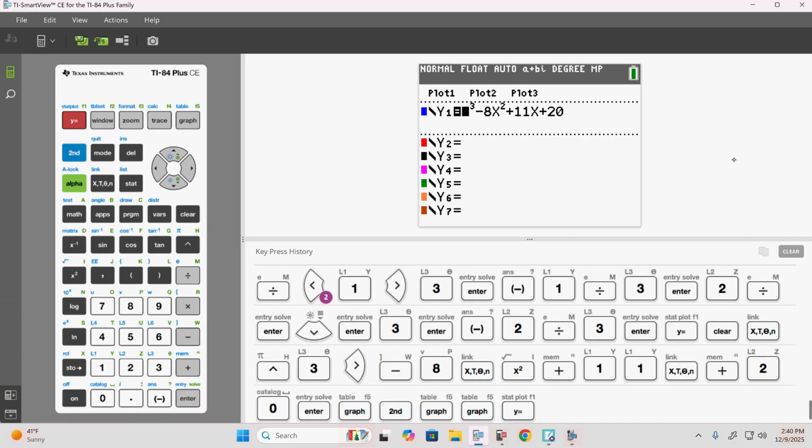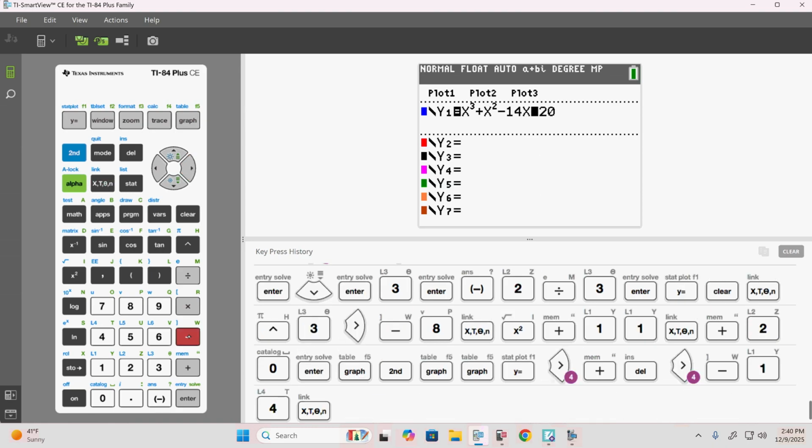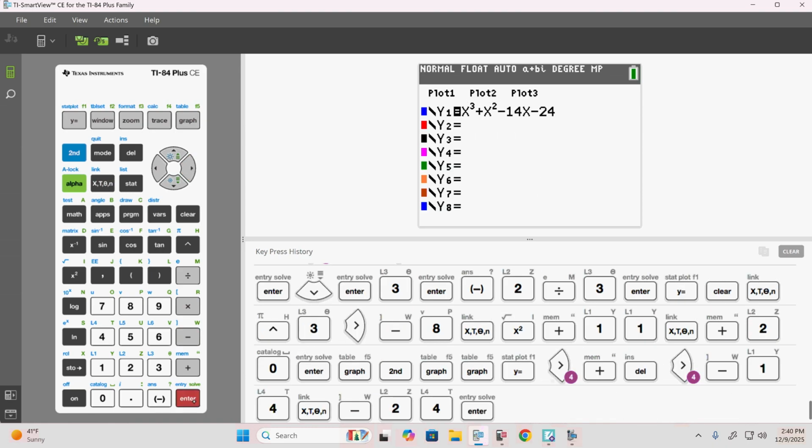Or we can stick it in the graphing calculator. X cubed plus x squared minus 14x minus 24. My thing won't let me go to graph. Let's see what it says. Go to what? And press graph. Well, so I was messing with it. We need to type the equation in.